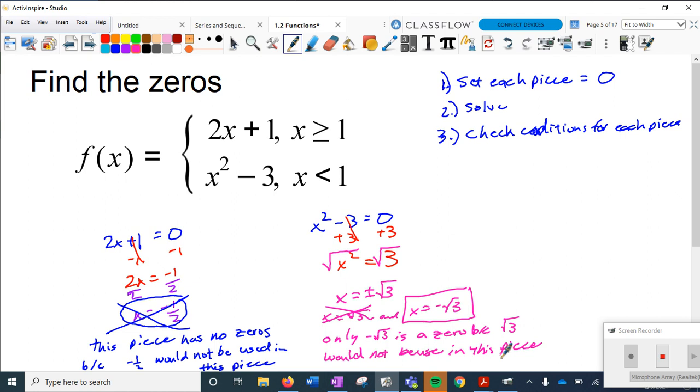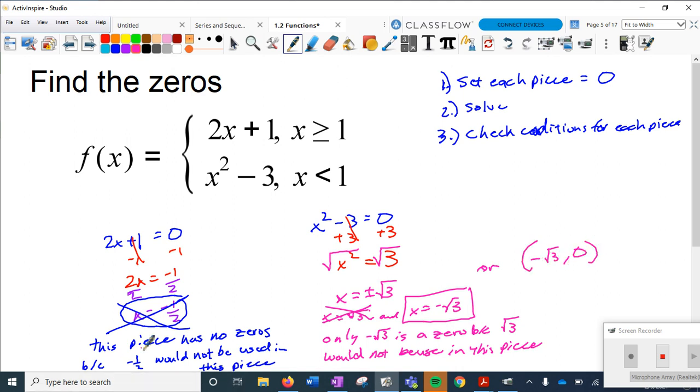Okay, I hope that makes sense to you guys. Then when it comes to piecewise functions, each piece has a condition. So when we try to find the zeros, we need to check, does that x meet the condition for that piece? If it does, we keep it. This is the only one that we got to keep. If it doesn't meet the condition, we toss it. It's not a zero. So this one only has one solution, and its zero is negative square root of 3. Or we could write it as negative square root of 3, comma 0.